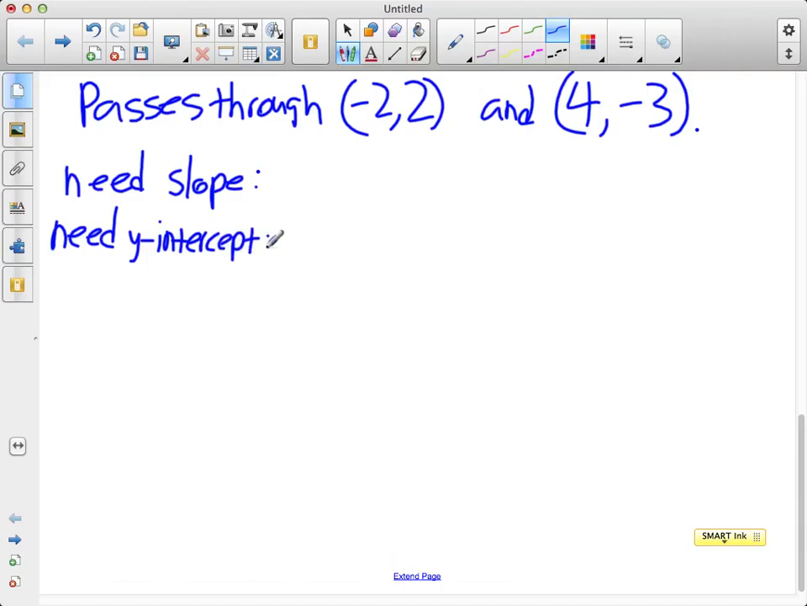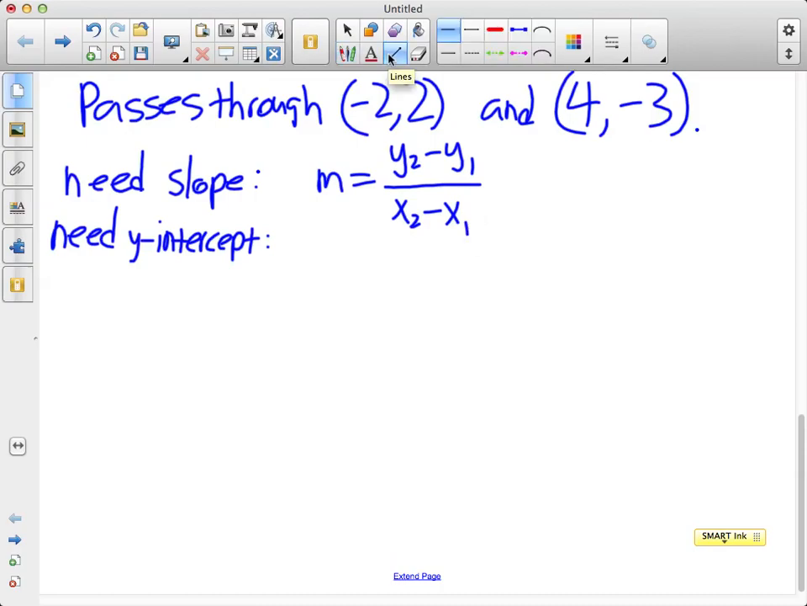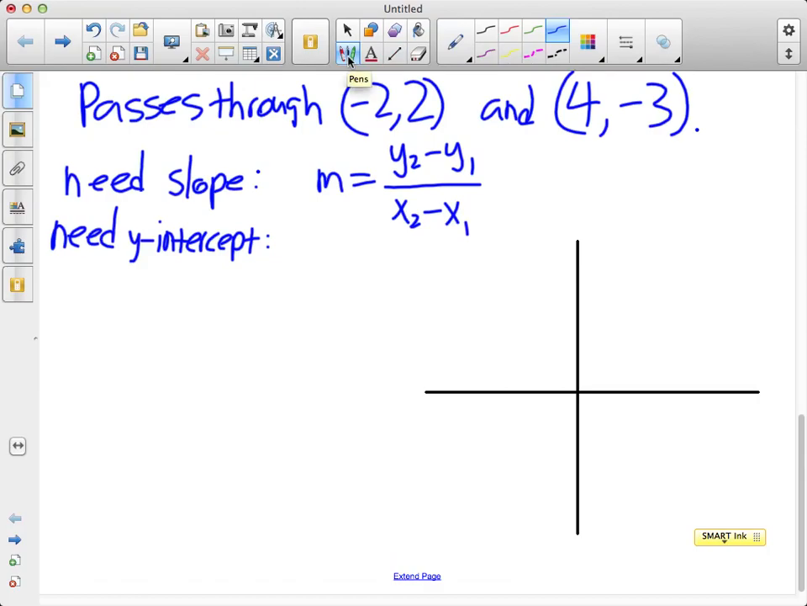So to find the slope, we can use the slope formula, which is slope equals y2 minus y1 over x2 minus x1. Sometimes it helps to have a visual of this slope formula. So we have the point -2, 2. So -2 and then up 2. There's 1 point. And we have 4, -3. 1, 2, 3, 4. 1, 2, 3.